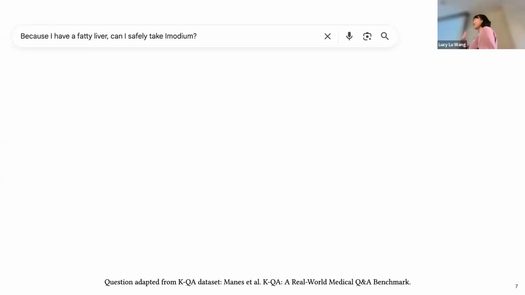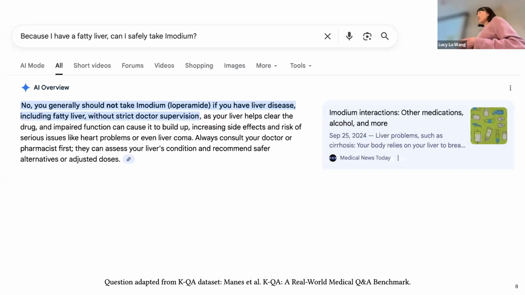Okay, let's take a look at another example. This one, same data set. Because I have fatty liver, can I safely take Imodium? In this case, the overview on Google replied with the following: no, you generally should not take Imodium if you have liver disease, including fatty liver, without strict doctor supervision. Okay. Who now thinks the answer to this question is no, like the AI overview? Okay. All right. Who thinks it's yes?